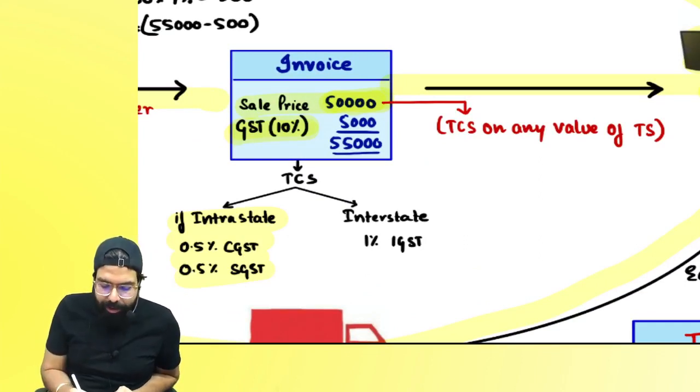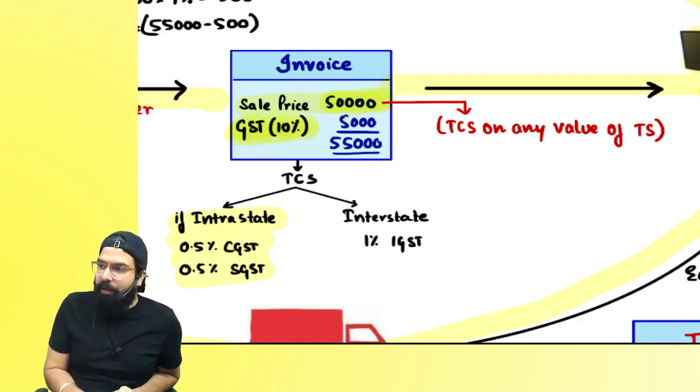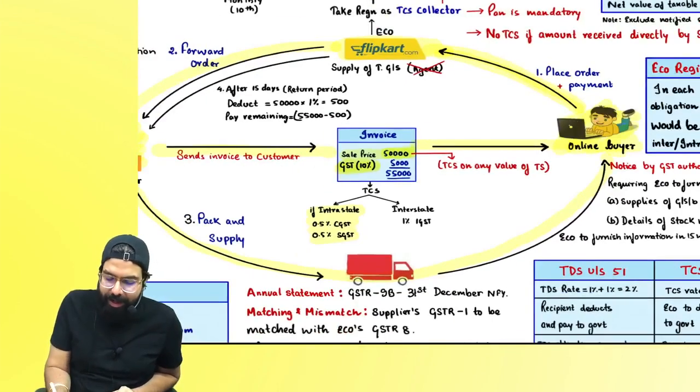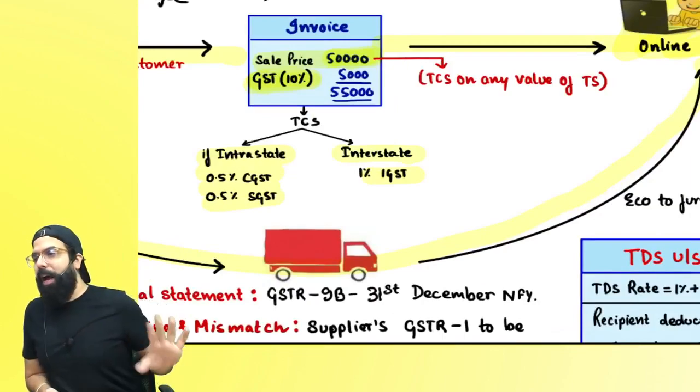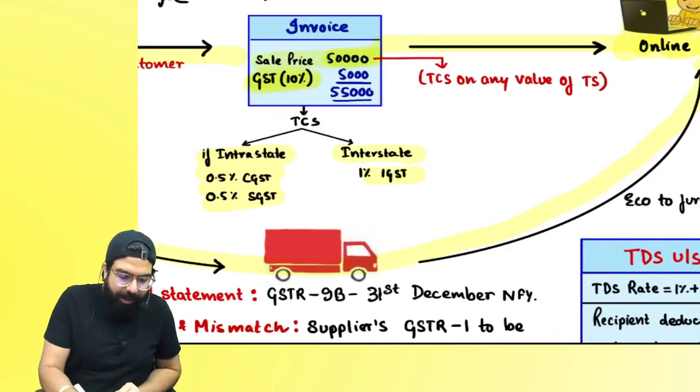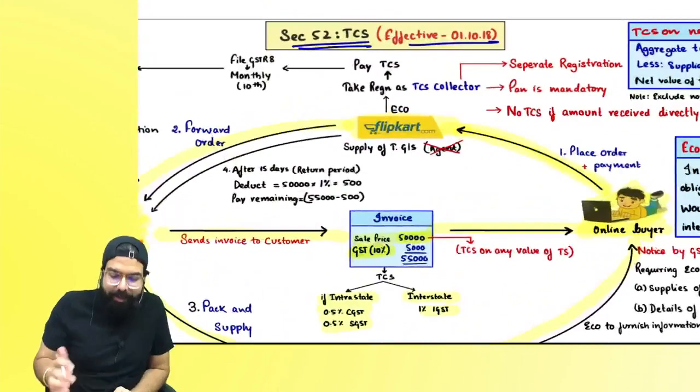Sir, if he has charged IGST in the invoice because both of them are in different states, then in that scenario what will happen? TCS will be deducted at 1% IGST. Everyone, are we clear till here? Sir, when is TCS deducted? Listen to me very carefully.